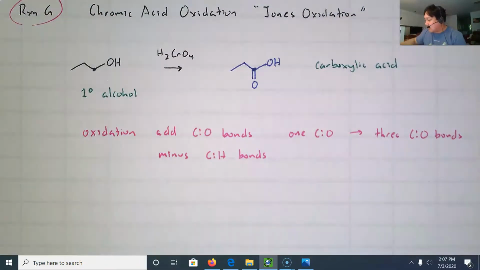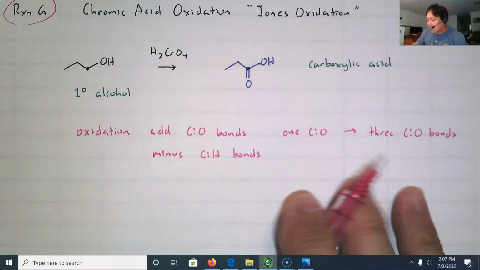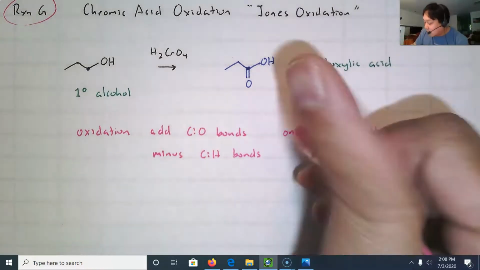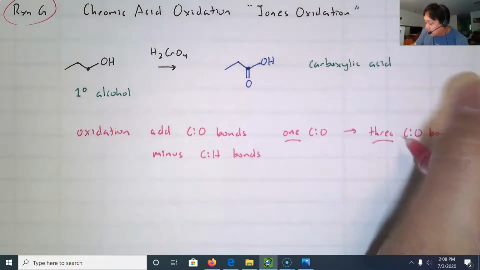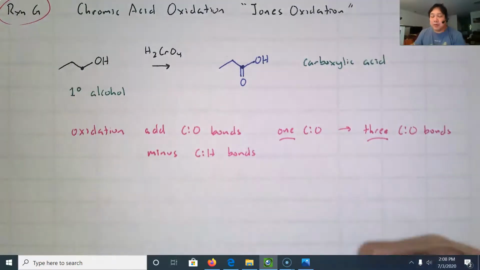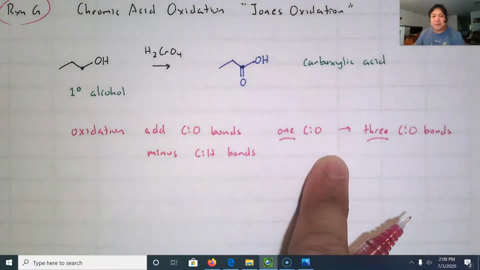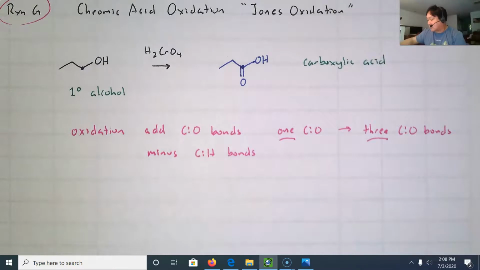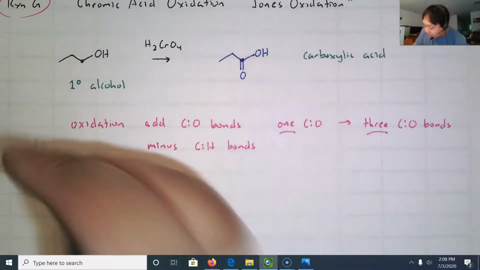Now, we're going to come back to this idea of adding more bonds to oxygen, because here we went from 1 to 3. Those of you who are a little bit inquisitive, you may ask yourself, well, what happened to 2? Why can't we stop at 2? That's a special reagent that we'll take a look at later. Let's go to the secondary alcohol.